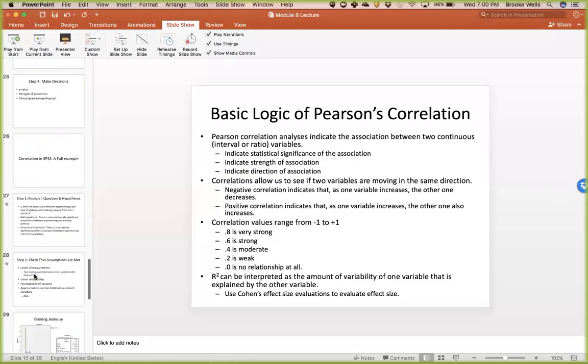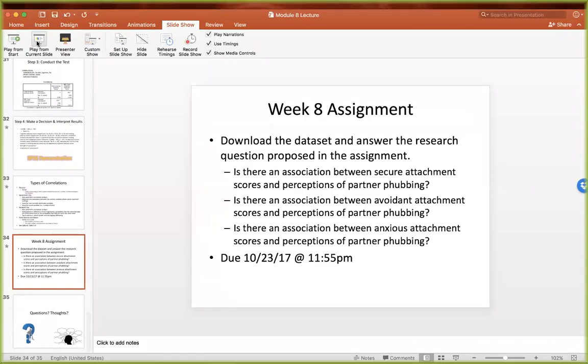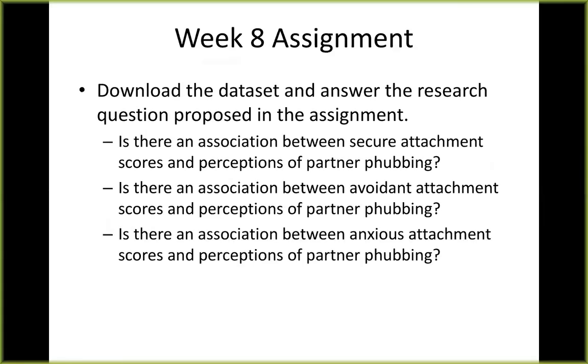All right, so let me pop back over to the assignment. As usual, download the data set and answer the research questions. There are 3 research questions because correlation is easy, so I figured I'd throw 3 at you this time. And there are 3 partly also because we're looking at the association between attachment and partner phubbing. There are 3 different attachment styles using the State Adult Attachment Measure. So we'll look at the association between secure attachment scores and phubbing, avoidant attachment scores and phubbing, and anxious attachment scores and phubbing.